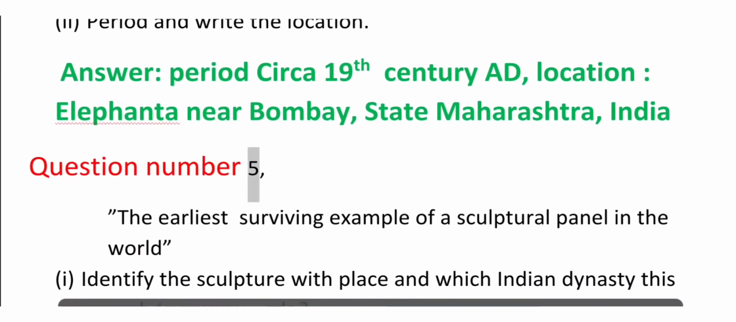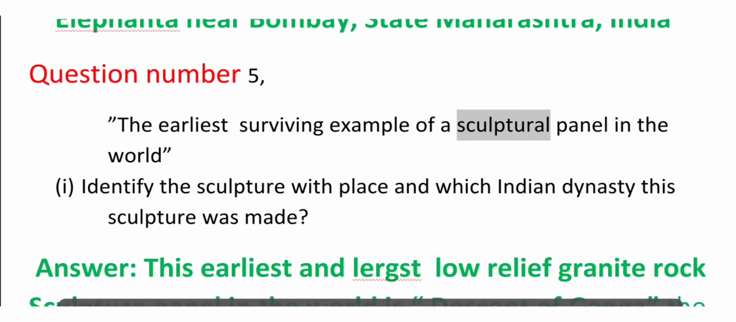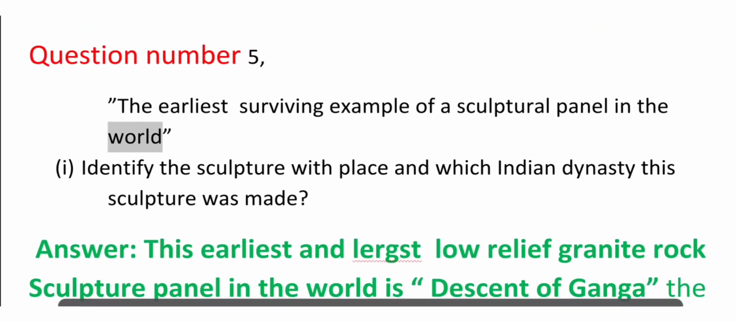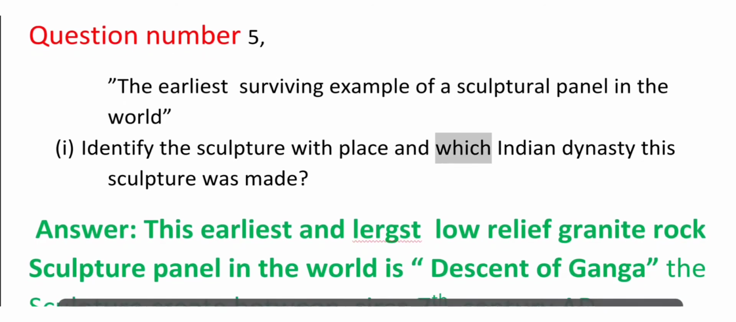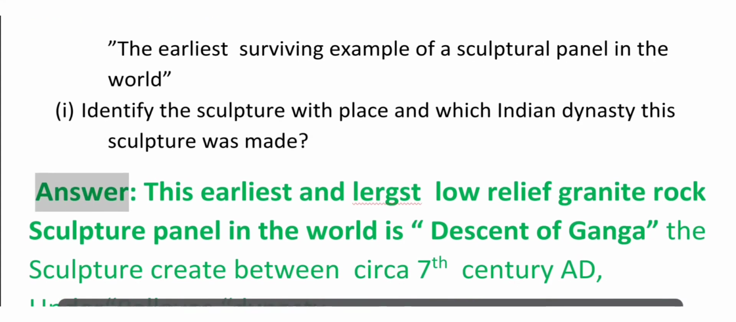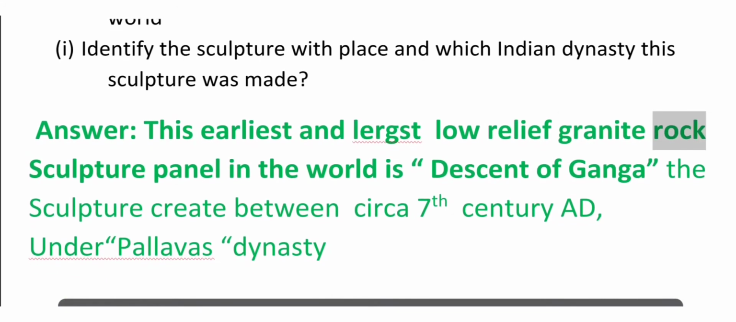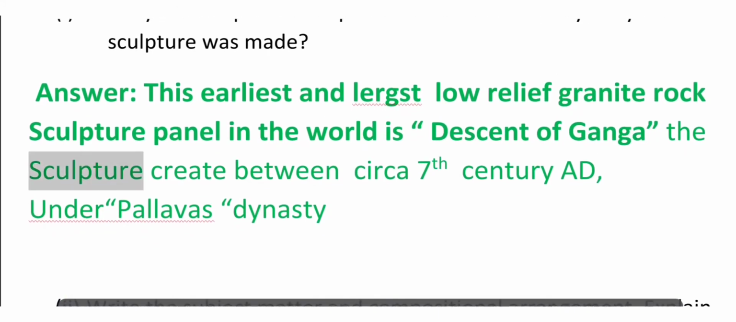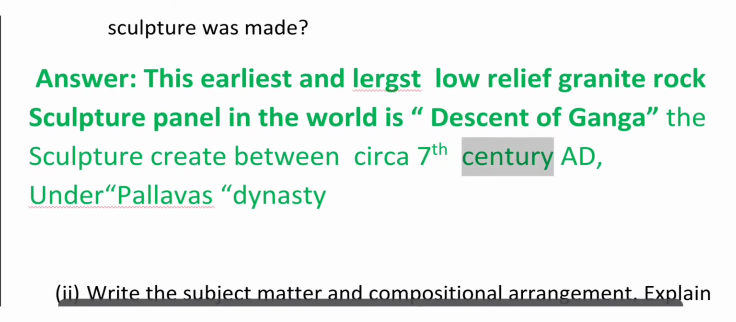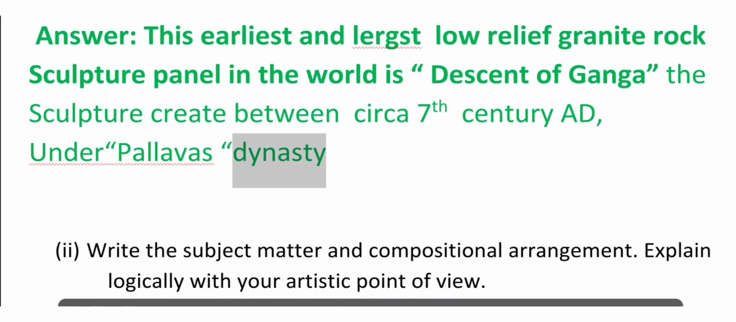Question number 5. The earliest surviving example of a sculptural panel in the world. Identify the sculpture with place and which Indian dynasty this sculpture was made under. Answer. This earliest and largest low-relief granite rock sculpture panel in the world is the Descent of the Ganga, created circa 7th century AD, under the Pallava dynasty.